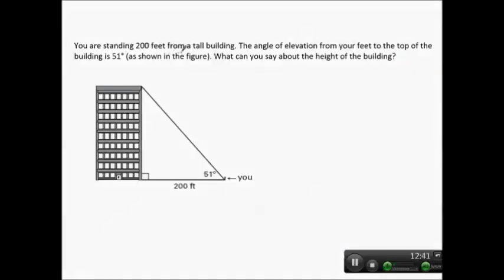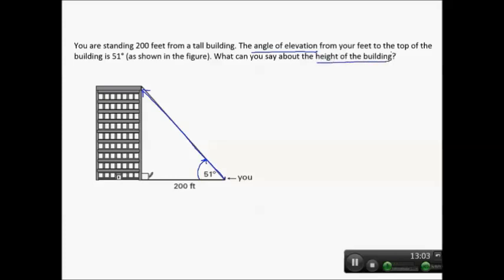You are standing 200 feet from a tall building. The angle of elevation from your feet to the top of the building is 51 degrees as shown in the figure. This is the angle of elevation. If you're standing here, you're looking up towards the top of the building. What can you say about the height of the building?